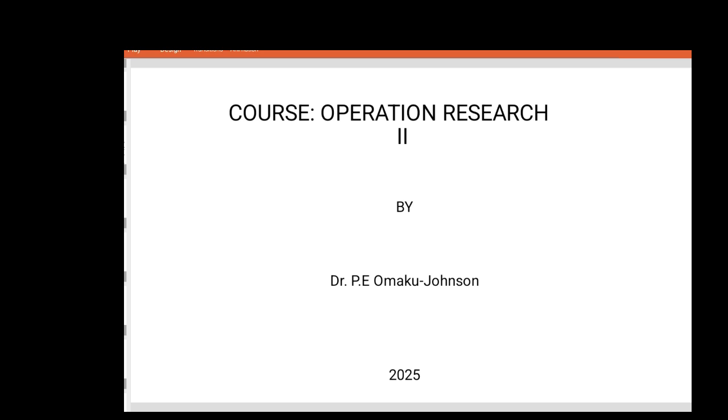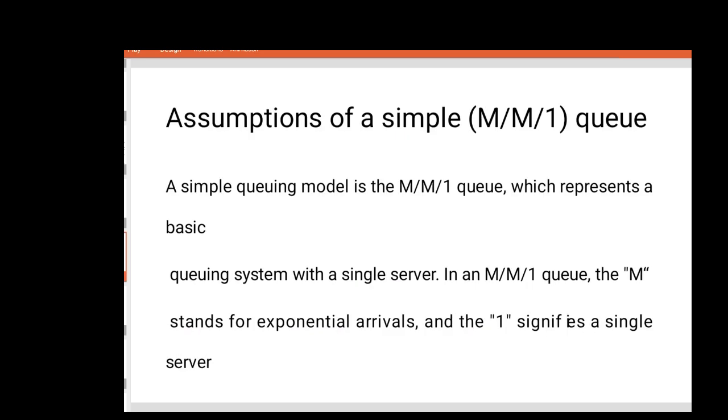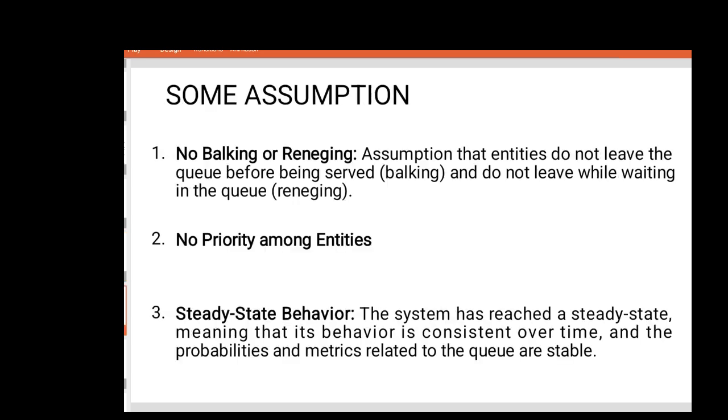We should go straight to a simple queue model, M/M/1. The first M is for the Poisson process of arrival, the second M is for the exponential process of service time, while we have just one server, with the 1 signifying that. Some basic assumptions: no backing up, which has to do with not leaving the queue before being served and not leaving while within the queue. No priority among entries, all entries are treated equally.